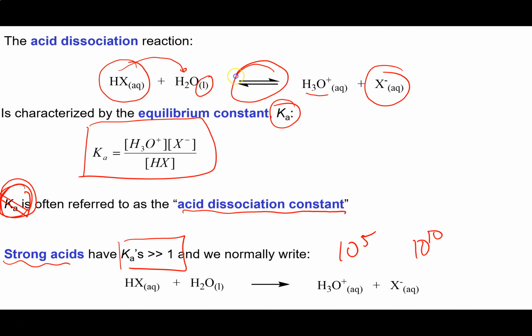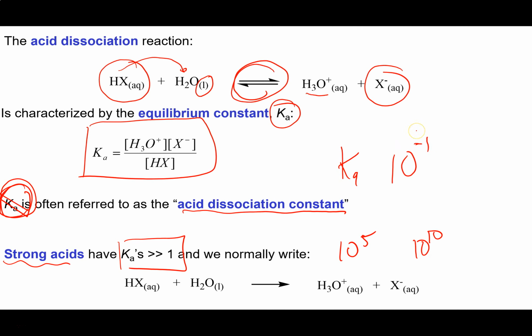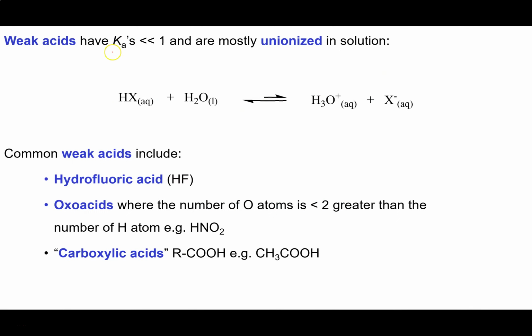And typically people won't write the equilibrium constant. But if you have a Ka that's less than 10 to the minus 1, then people do tend to write the equilibrium arrows, instead of the forward arrow, to indicate that it really is a true equilibrium. Okay, so weak acids tend to have Kas significantly less than 1, and most of the acid molecules are in the undissociated form. So we don't really see that many weak acids in the lab.